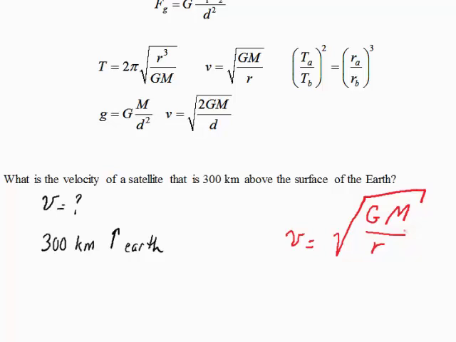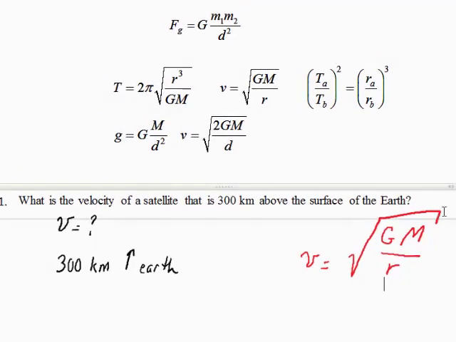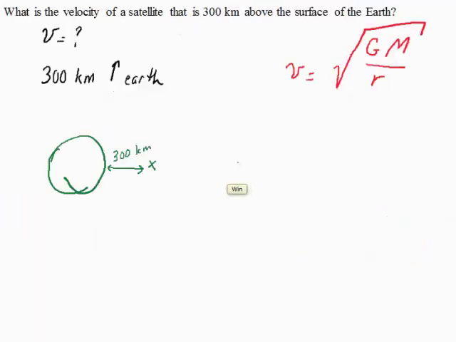And then what's R? Is R the radius? Is it 300 kilometers? Well, no. Remember, R is the distance from the center of one object to the center of the other object. So let's draw a quick picture to visualize this. Okay, the information I have in the problem is that the satellite is 300 kilometers above the surface of the Earth. But this R over here is from center to center, so I need to include this distance here. But this distance here is the R, or radius, of the Earth, another piece of information that's been given elsewhere.